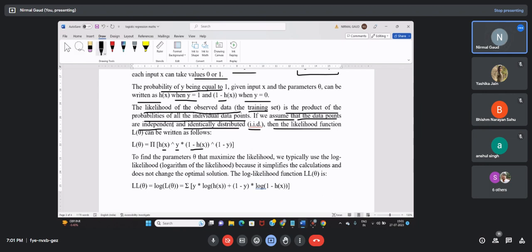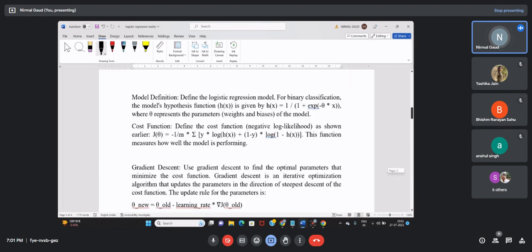The likelihood of the observed data is the product of the probabilities of individual data points. What does it mean? The likelihood of observed data is the product of individual data points. So we are taking the product here, and the product we are taking is of h(x) to the power y multiplied by (1 minus h(x)) to the power 1 minus y. That's what we are calling the likelihood. In the above statements also, I did talk about the likelihood.